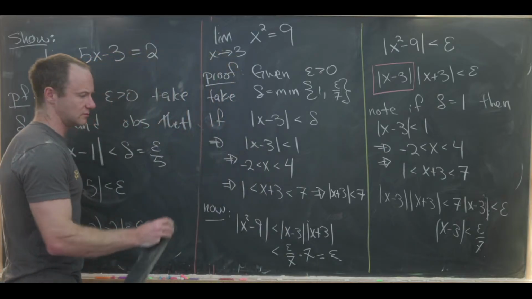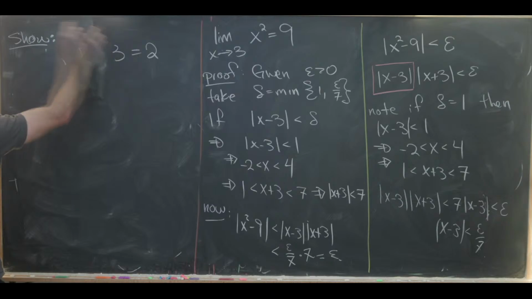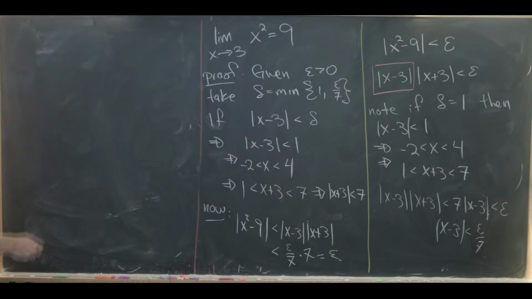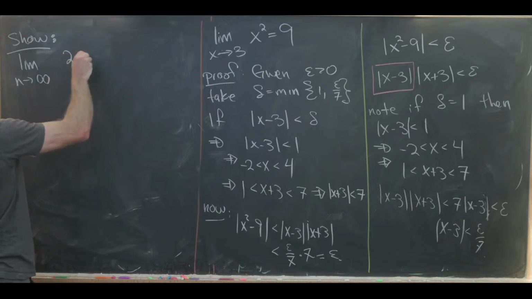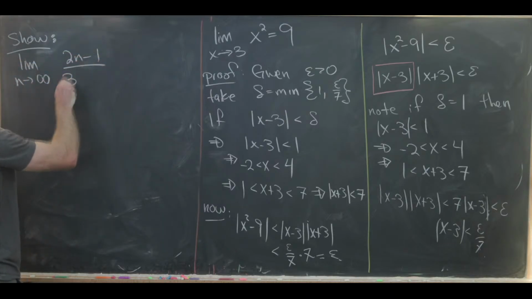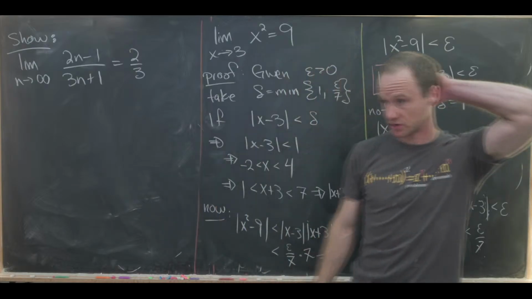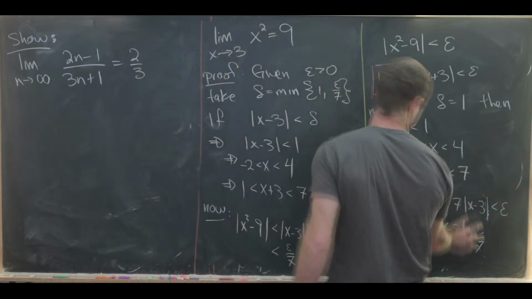Okay, let's do one more. Okay, let's maybe show that the limit as n goes to infinity of 2n minus 1 over 3n plus 1 equals 2 over 3 using the epsilon N definition. Okay, so again, we're going to do scratch work and then the forward direction just like we did before.